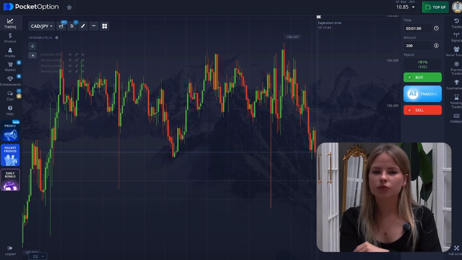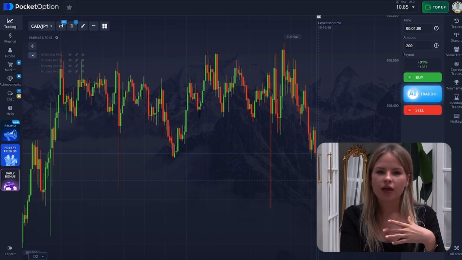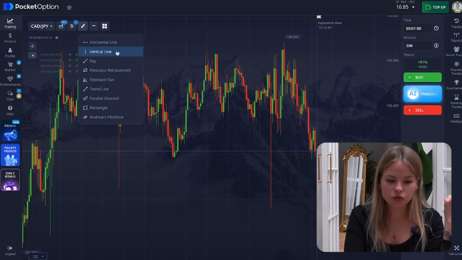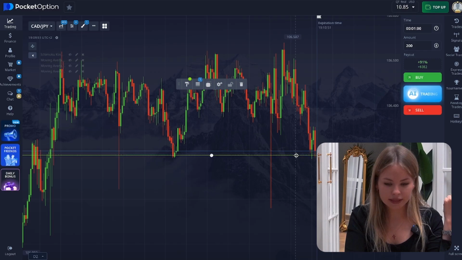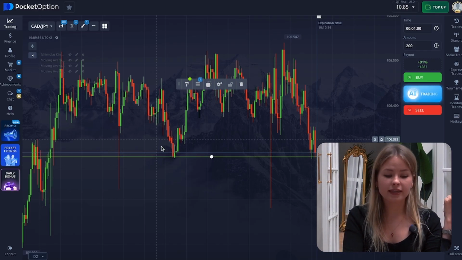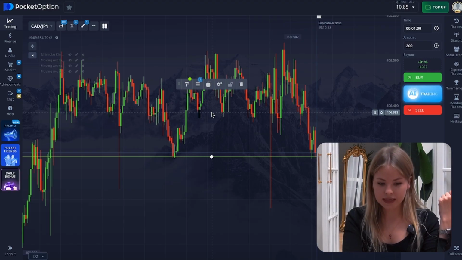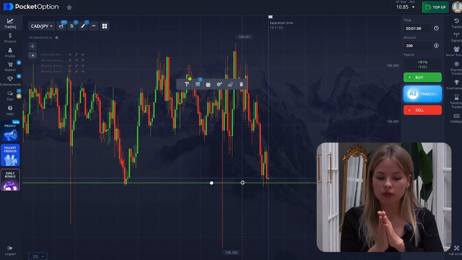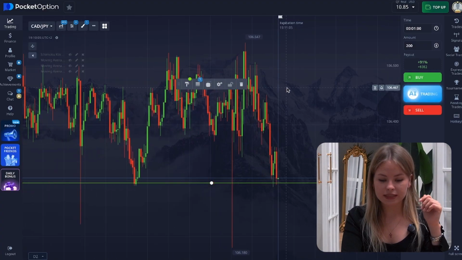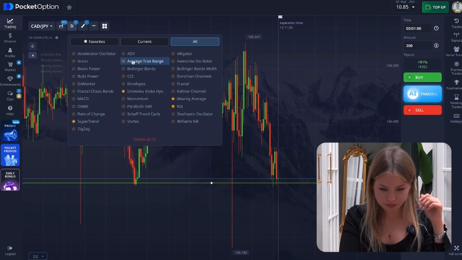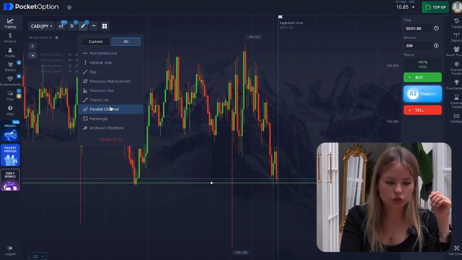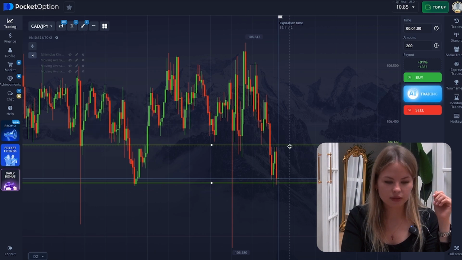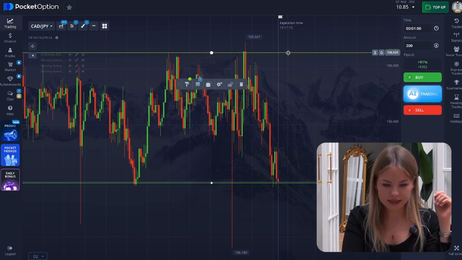So guys, let's start with the simplest part, with drawing support and resistance levels. And I will draw you the first support level here. You see that the candles were touching this level for some time. It is one of the most global levels for this picture, for this situation. And I will draw a resistance level here as I see it.